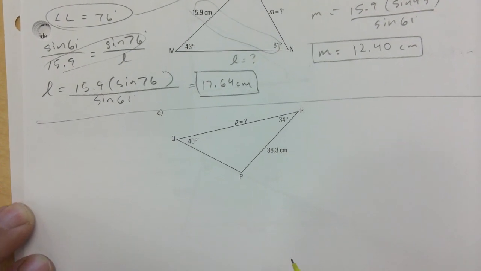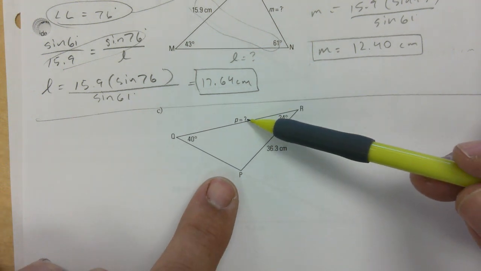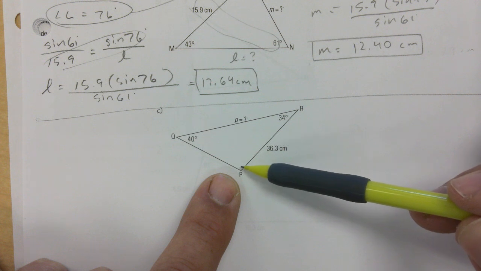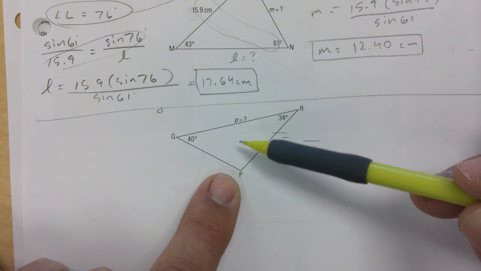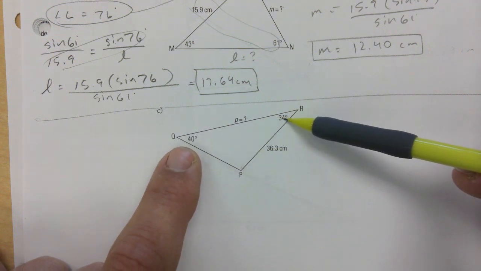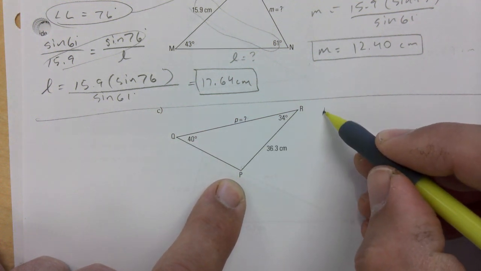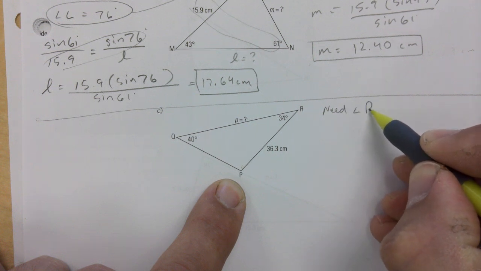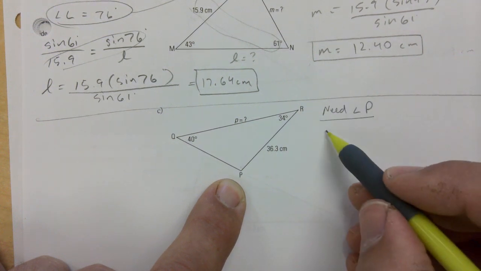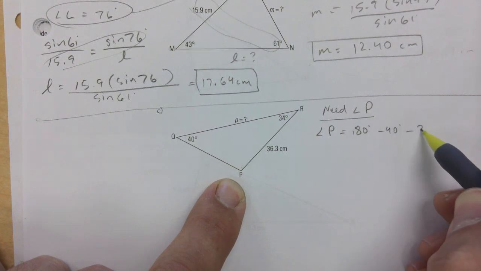Okay, so next. This one was a little trickier because right from the get-go, they ask you to find this side. You look across from it, you don't even have the angle here. So that's done on purpose, okay? So you need to find this angle first, and you have two given to you, so it's easy to find. So that would be an extra step, right? You need angle P, right? So angle P is 180 minus 40 minus 34.